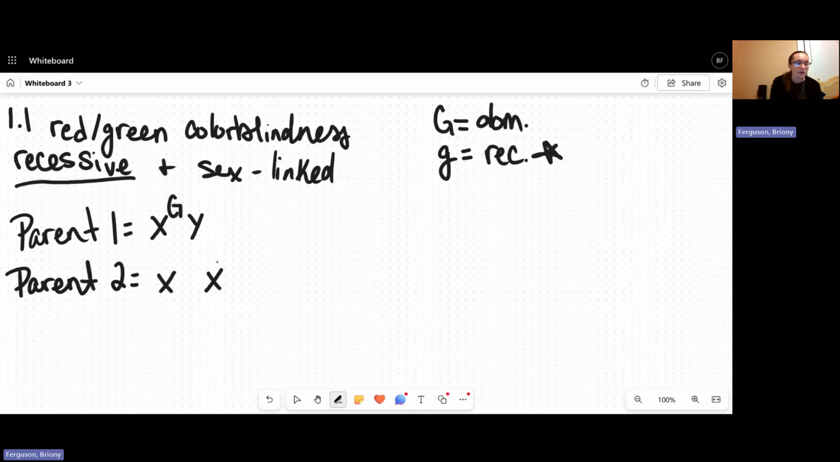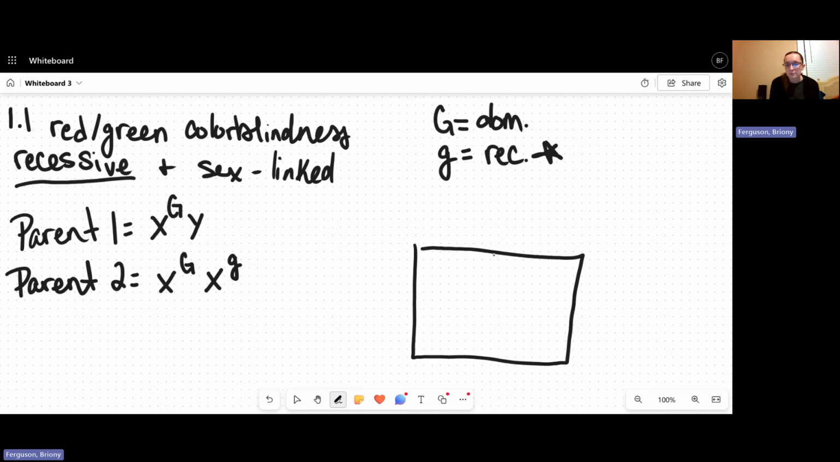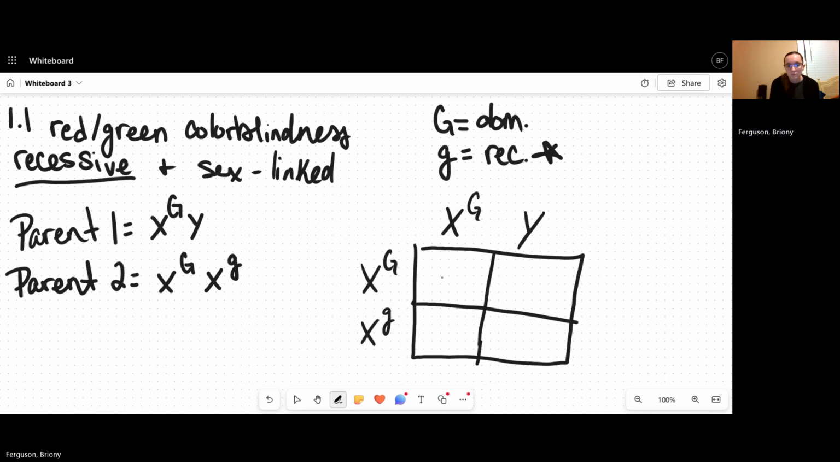Now we know that the mother is a carrier, so we're going to have one dominant allele and one recessive. Now we'll complete our Punnett square like we normally do. We'll just fill all these out, read them like normal.